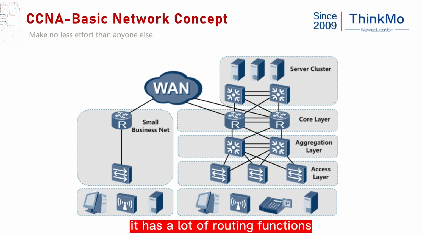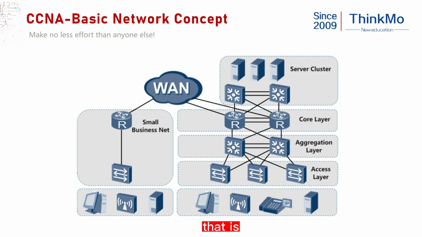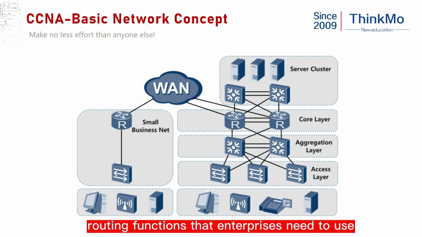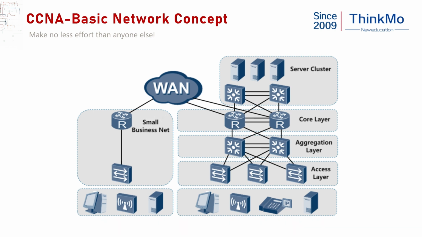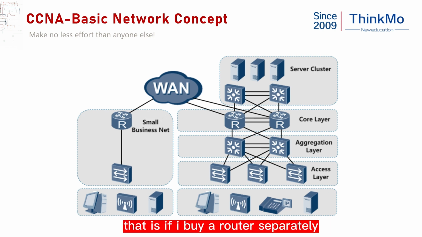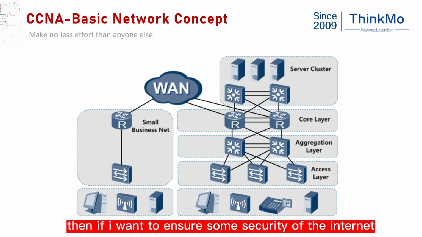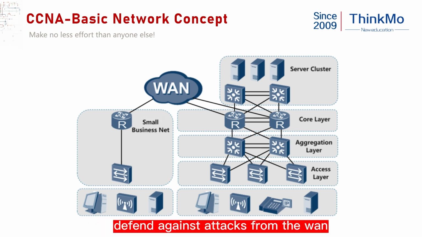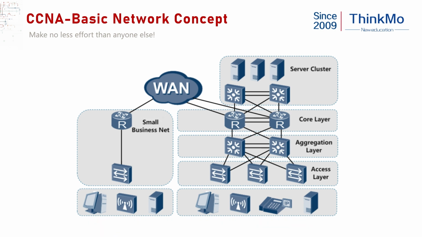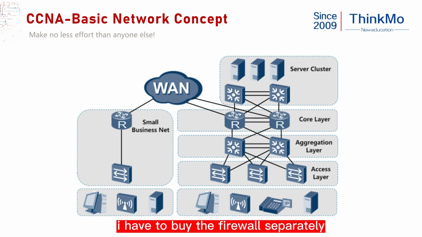It has a lot of routing functions, basically for a business. Routing functions that enterprises need to use. Firewall devices are basically supported. Second, it also provides security. That is, if I buy a router separately, then if I want to ensure some security of the intranet and defend against attacks from the WAN, I have to buy the firewall separately.